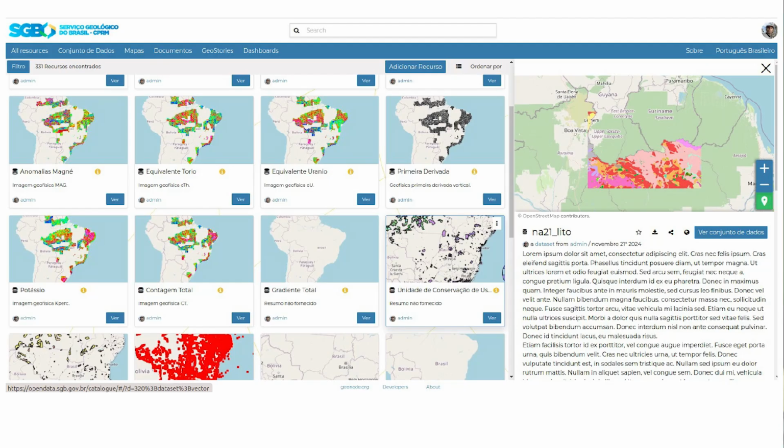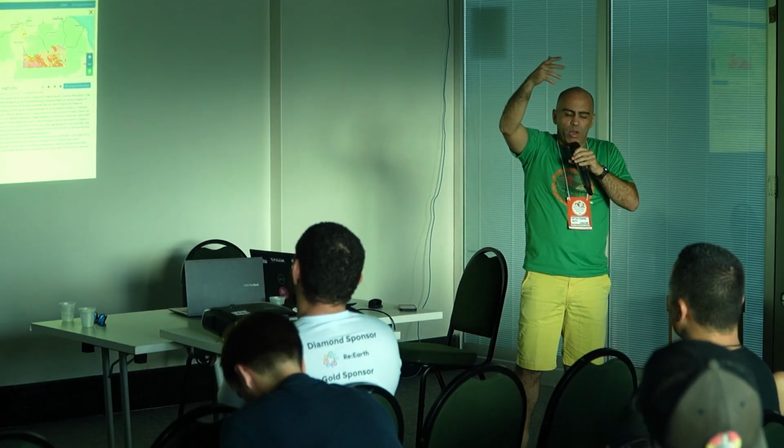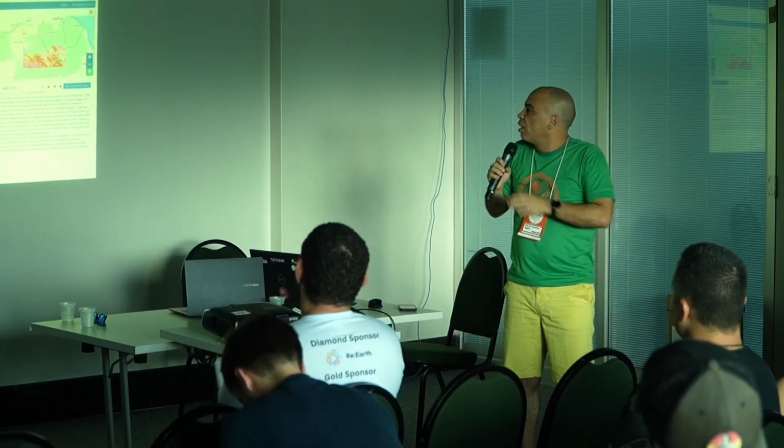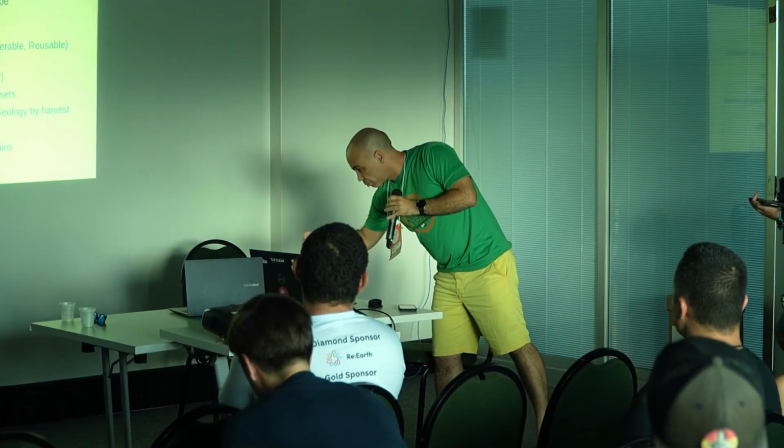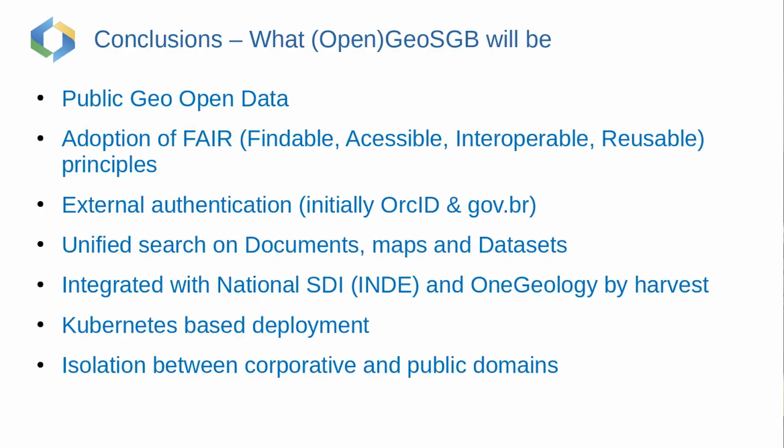We have more examples of geophysical data, and the filter page. When we see the cards of the geological data, at least what OpenGeoSGB will be: a public geo open data. We plan to adopt FAIR data. We have some problems with vocabulary, but we are studying this.